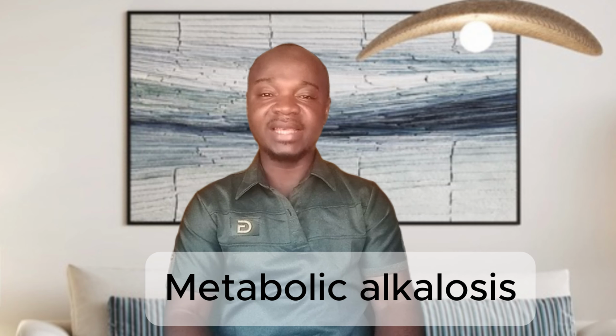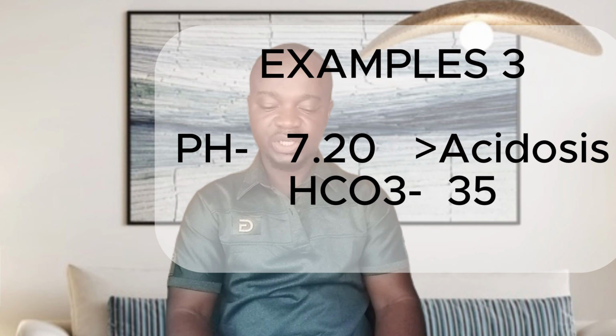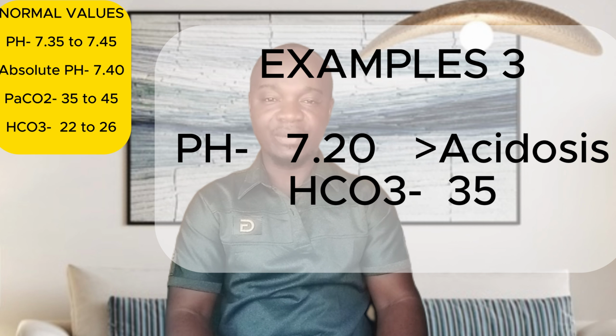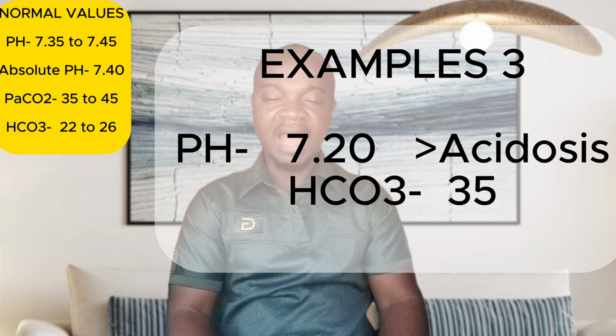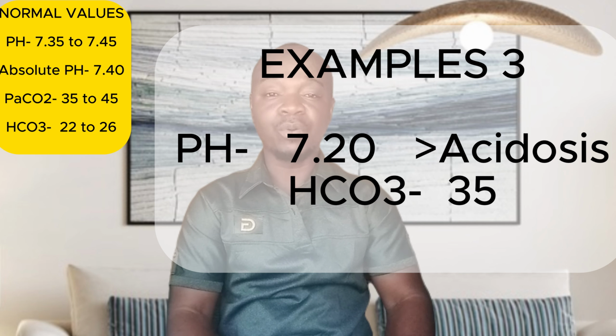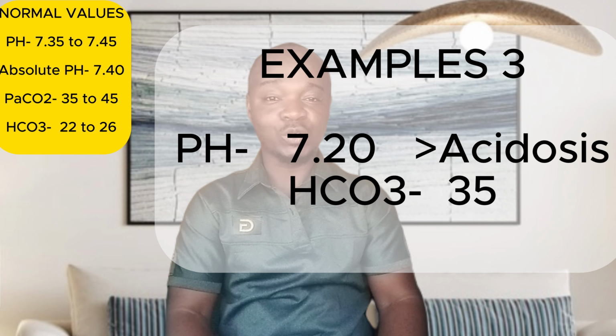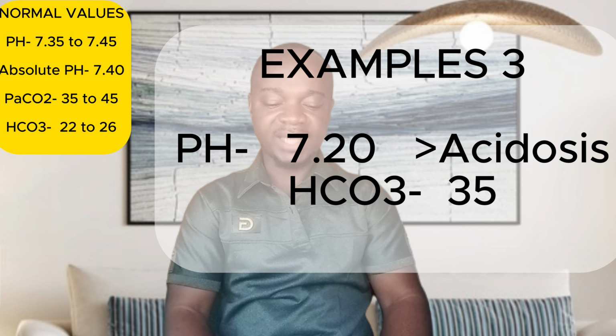Now, let's look at another example here. The third example: pH is 7.20, HCO3 is 35. Now, 7.20 is below the absolute pH, which is 7.40. It's below 7.40, so we know it's acidosis. So we have our acidosis there, which is 7.20.